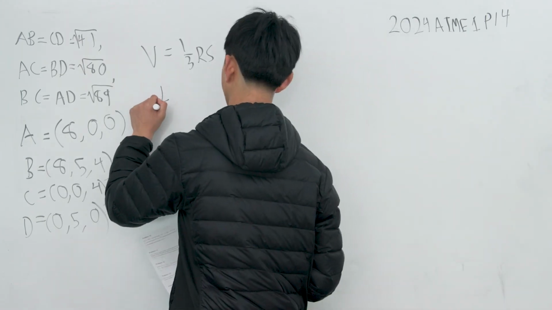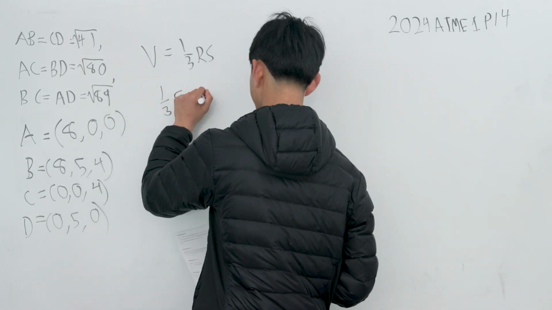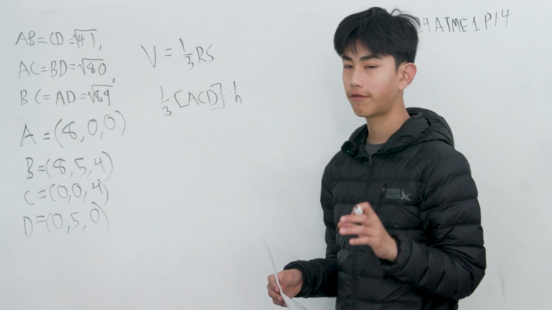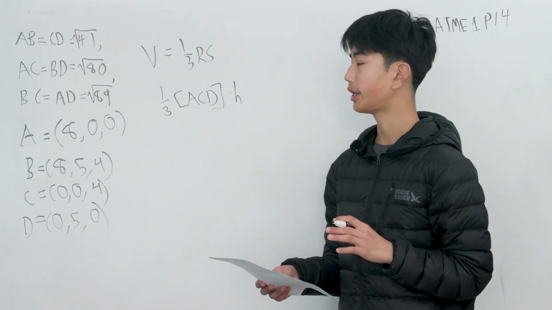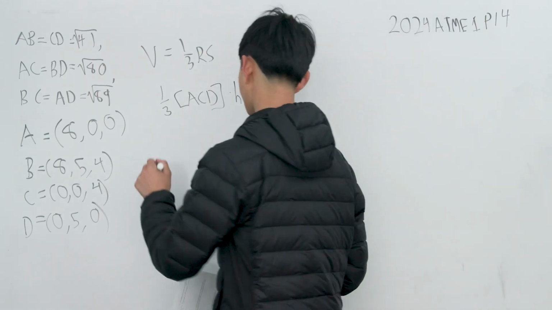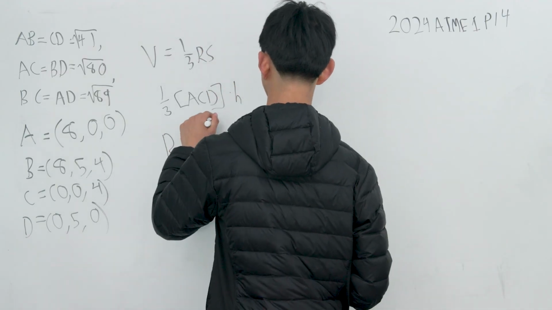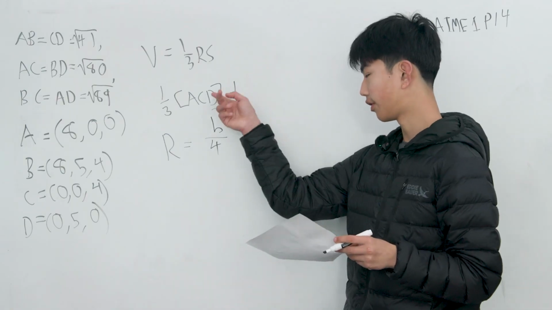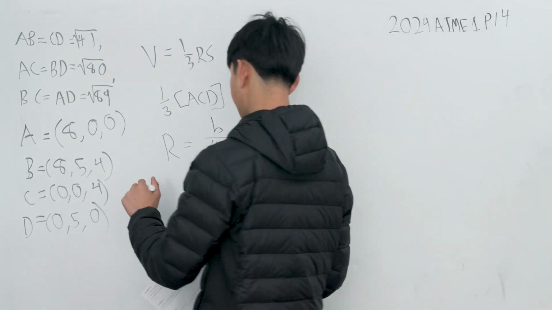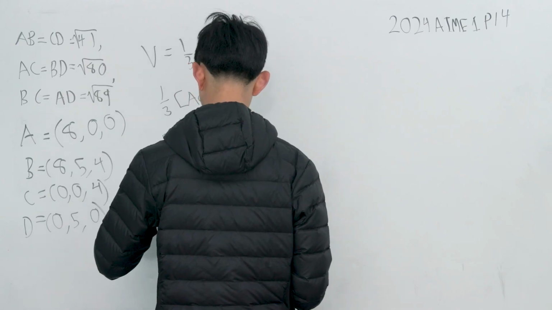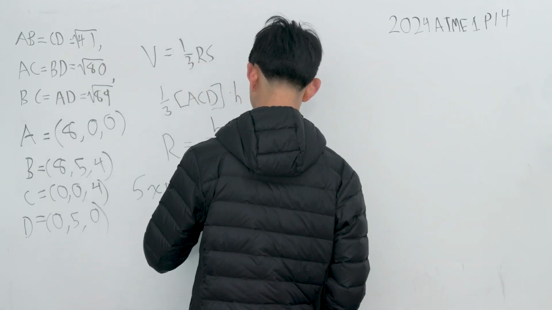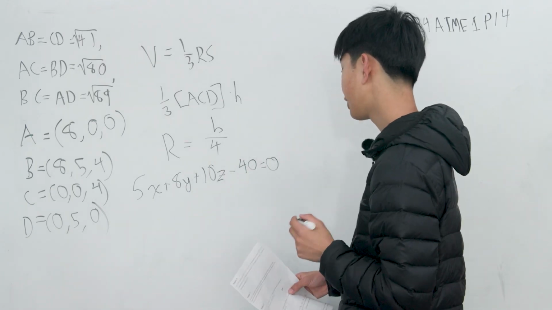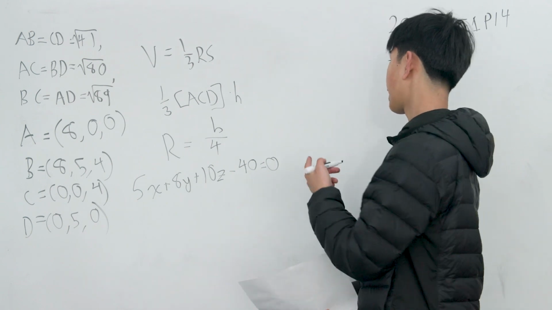So we do 1/3 times the area of plane ACD times H, where H is the height from plane ACD to point B. We can then find that R is going to be equal to H over 4. Then the equation of this plane is going to be 5x plus 8y plus 10z minus 40 equals 0. So we can use the point-to-plane distance formula to solve for H.